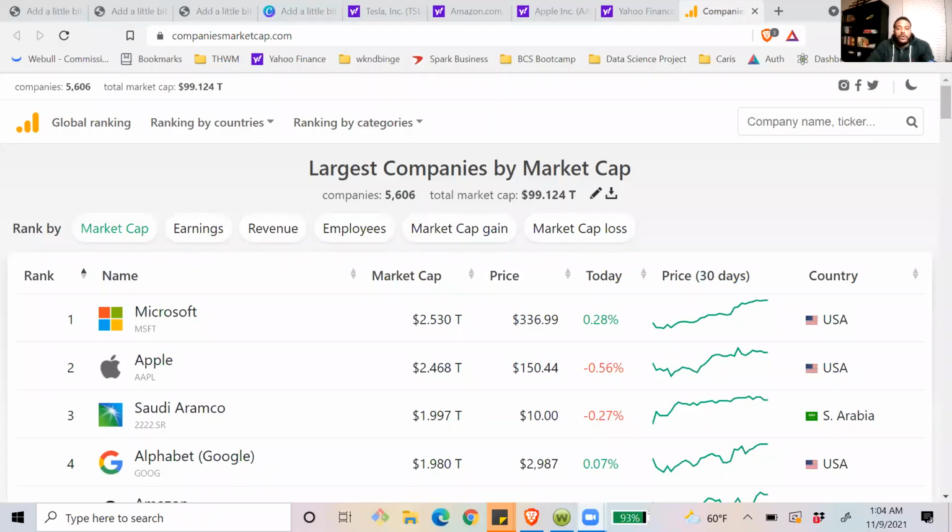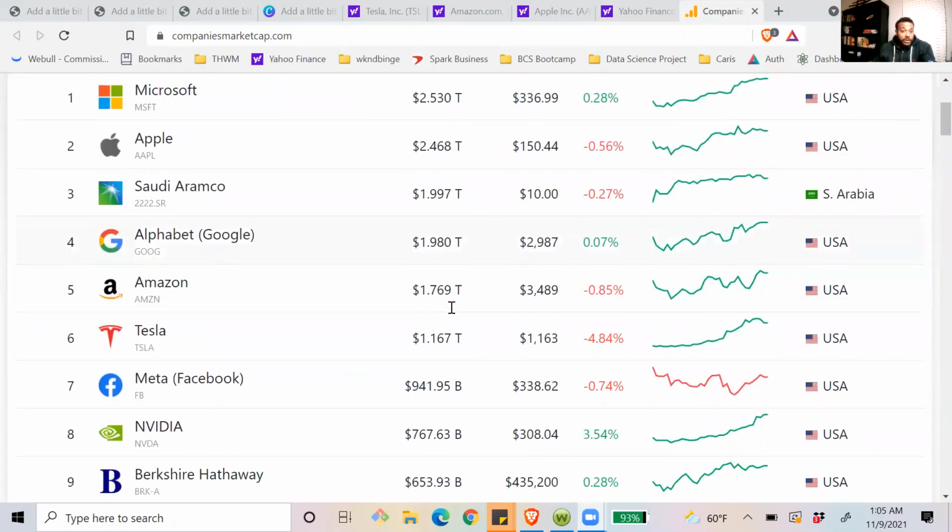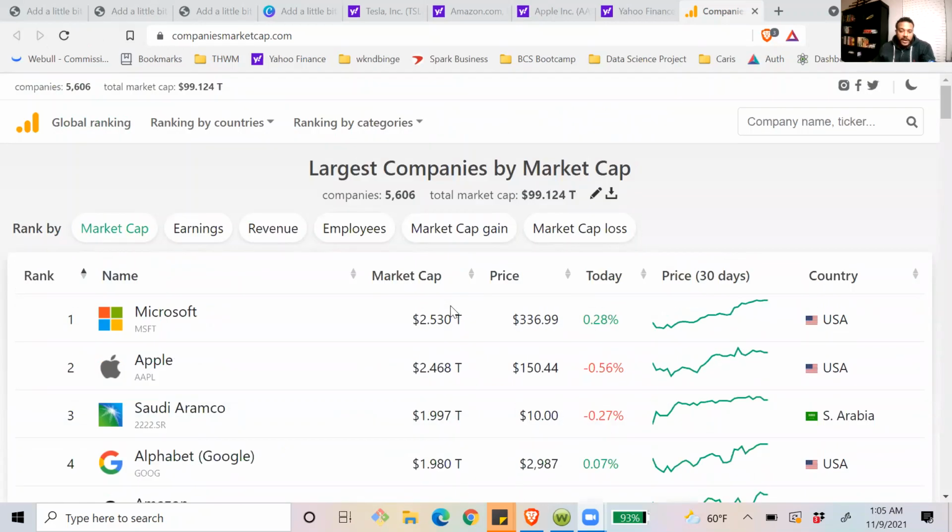Hey everybody, I want to make a helpful little video on how you can analyze any stock on a simple basis by using a couple of free tools and websites that are available. We're going to start with a website called Companies Market Cap. What this website does is it lists all the stocks in the world by market cap.